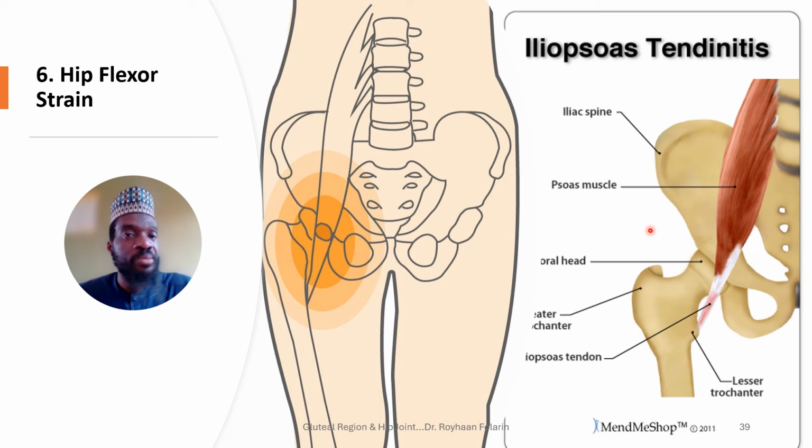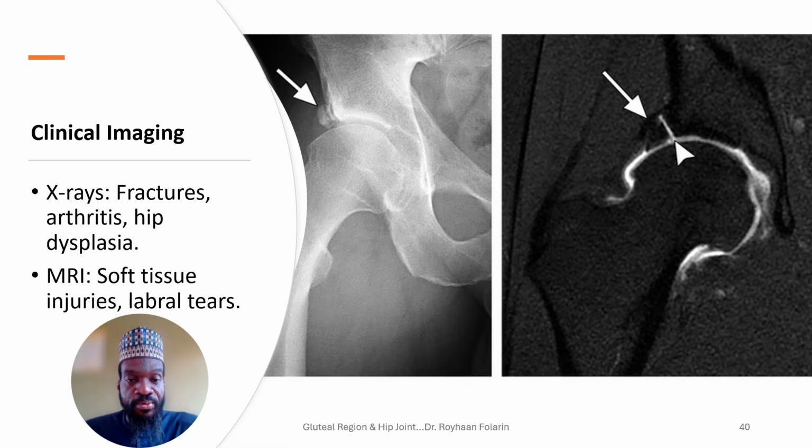So the snapping hip syndrome, which we mentioned as well, is where you have the iliopsoas tendon snapping over the pelvic rim or snapping over the femoral head whenever there is movement, causing that snapping sensation. You could also have a high riding iliopsoas tendon or an accessory muscle belly in the iliopsoas, contributing to the development of snapping hip syndrome.